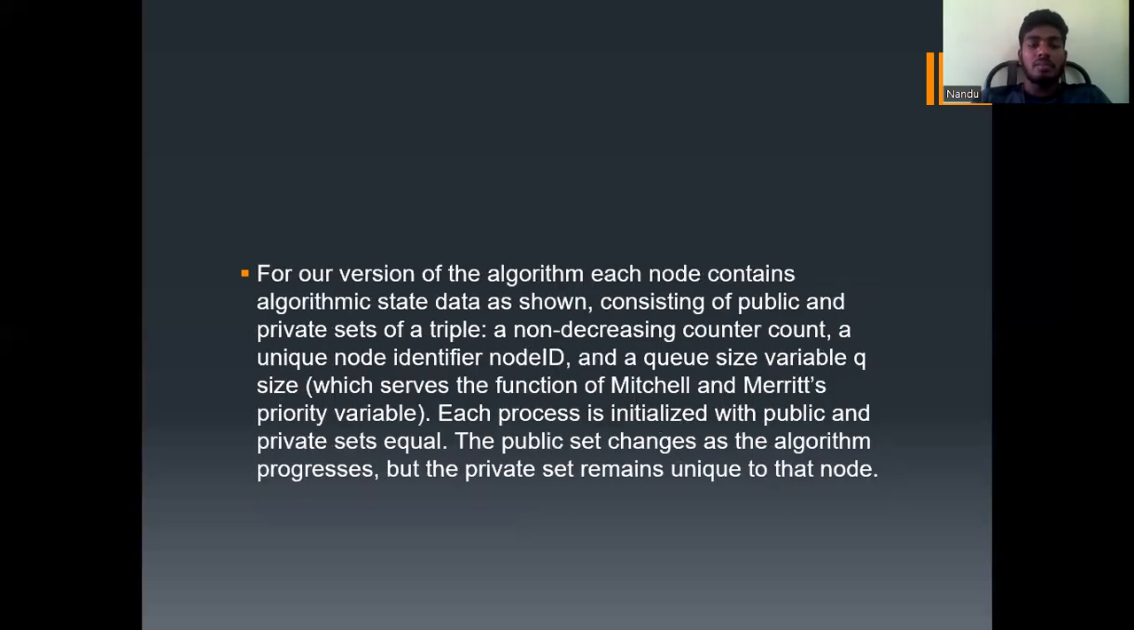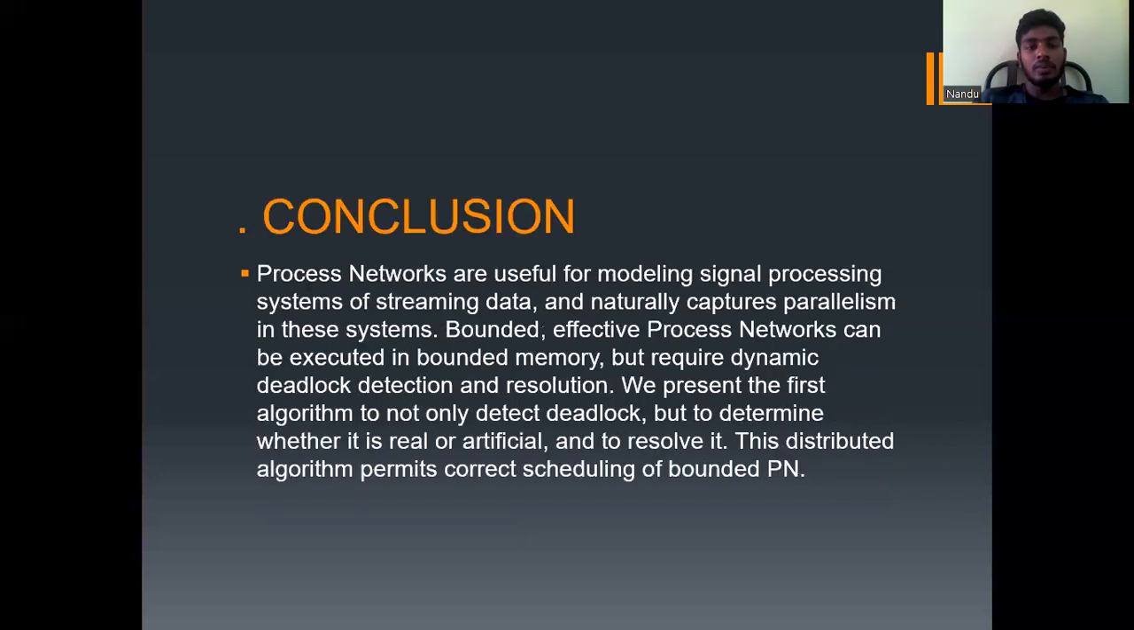For our version of the algorithm, each node contains algorithmic state data as shown, consisting of public and private sets of a triple: a non-decreasing counter count, a unique node identifier nodeID, and a queue size variable queueSize, which serves the function of Mitchell and Merritt's priority variable. Each process is initialized with public and private sets equal. The public set changes as the algorithm progresses, but the private set remains unique to the node.